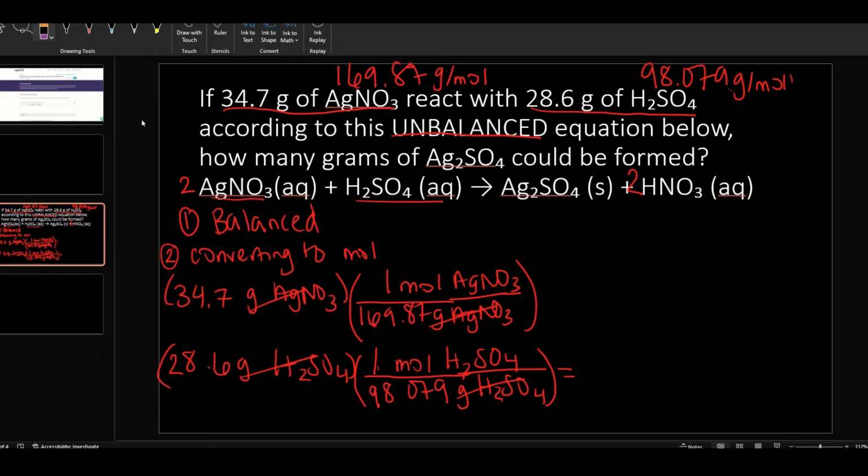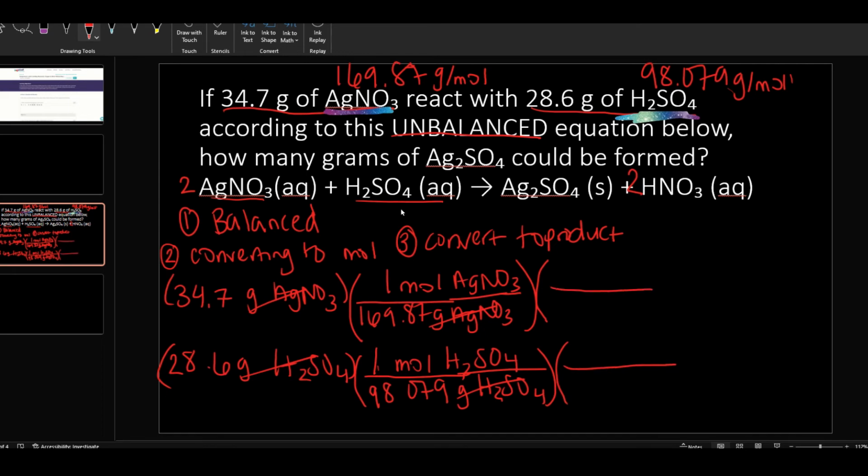For us, we're actually going to take it a step further. So for step 3, we are actually going to convert both of these to product. Now, the reason for this is to determine which one of these is the limiting reactant. These are both reactants. We have AgNO3, we have H2SO4. One of them is going to be used up first. That's your limiting reactant. So to determine which one is used up first, we have to see which one produces less product.